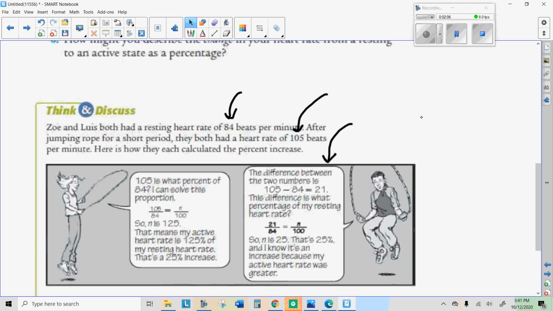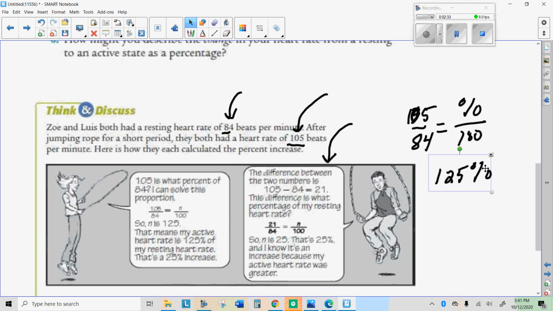Now, what Zoe is going to do is find out what percent this 105 is out of this 84. So she's using this proportion, 105 over 84 equals what percent out of 100. Okay? And when you do it that way, you get 125%. So what she's saying is that her exercise heartbeat is 125% of her resting heartbeat.